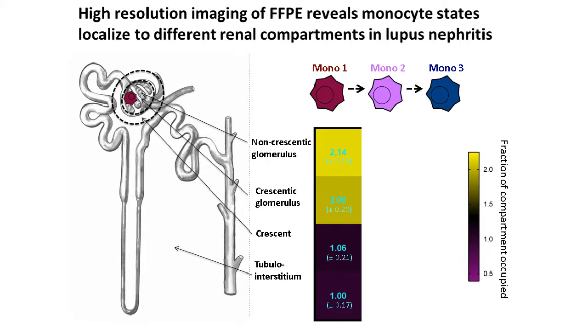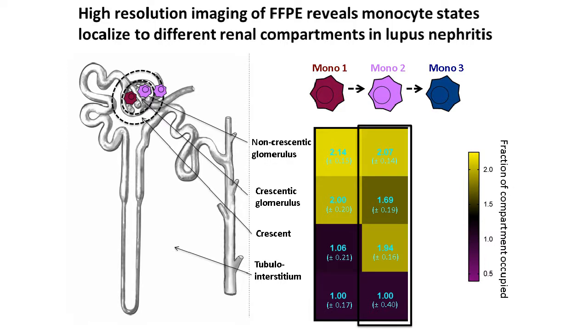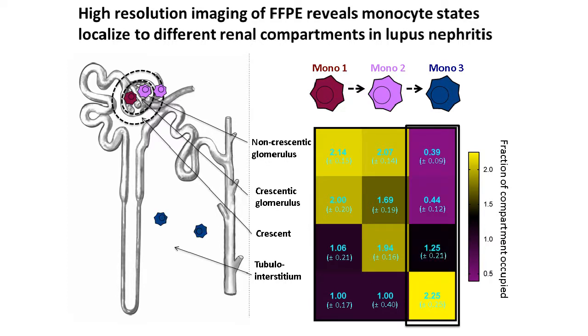This is a heat map, and the idea here is that the warmer the color, the higher the enrichment score. The enrichment score is calculated by looking at the fraction of the compartment occupied by one particular cell type. We're looking at monocyte type 1, in particular the non-crescentic glomerulus, and what we find is that those cell types seem to be preferentially localized there in this subset of lupus patients, versus the tubular interstitial space. When we look at the second monocyte cell type, we find that, again, they are in the non-crescentic glomerulus, the crescentic glomerulus, as well as the crescent, but again they're not in the tubular interstitial space. And monocyte state 3 we find is actually outside of the glomerulus altogether. It seems to be enriched in this tubular interstitial space.